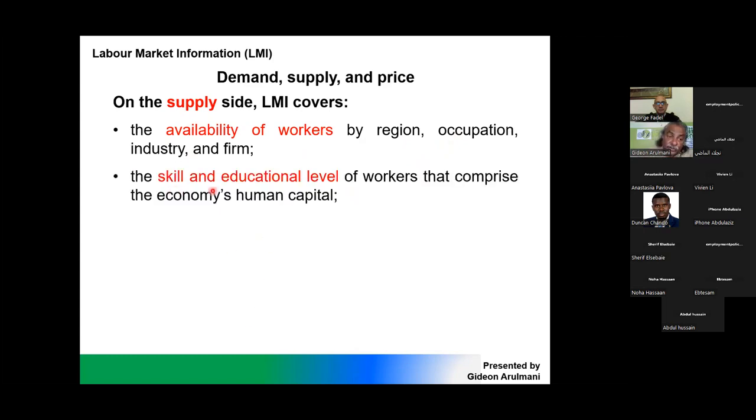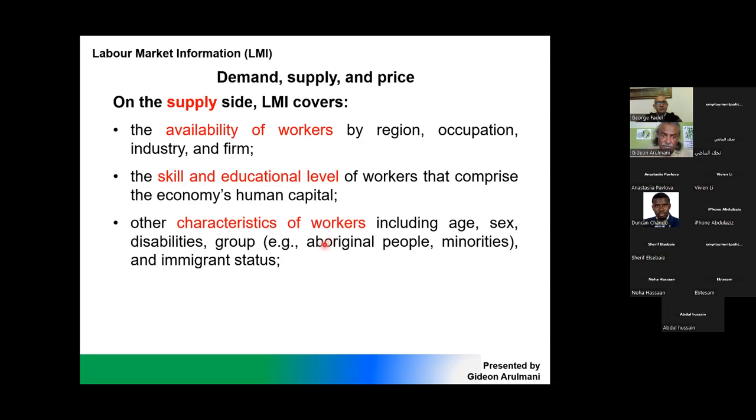It should also tell us the skill and educational level of the workers. So in Saudi Arabia, let's say the highest number of workers available are engineers, as an example. Then we also need to ask, at what level are these engineers? Are they basic certificate or diploma level? Are they degree holders? When we're putting a labor market information system together, these are points that need to come in. What are other characteristics?